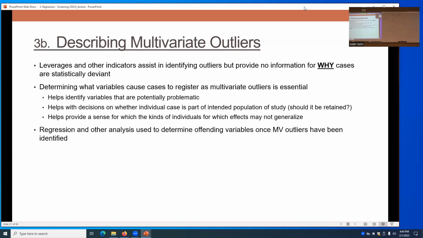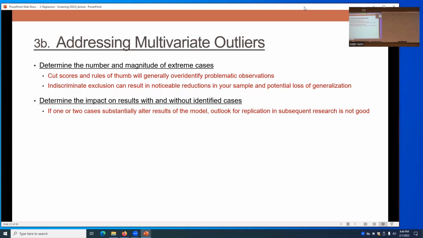A regression or other analyses can be used to determine what variables are contributing to this. Once we've identified what cases are coming up as unique, we can sort of trick regression into telling us what specific variables are contributing to that. We can then say, okay, this case came up as unique within the set as a whole, and here are the characteristics that define those individuals.